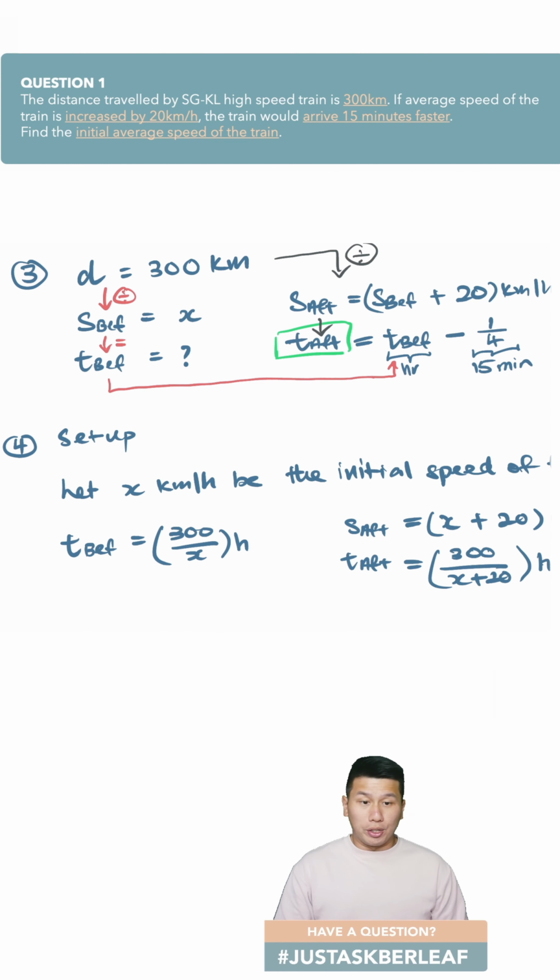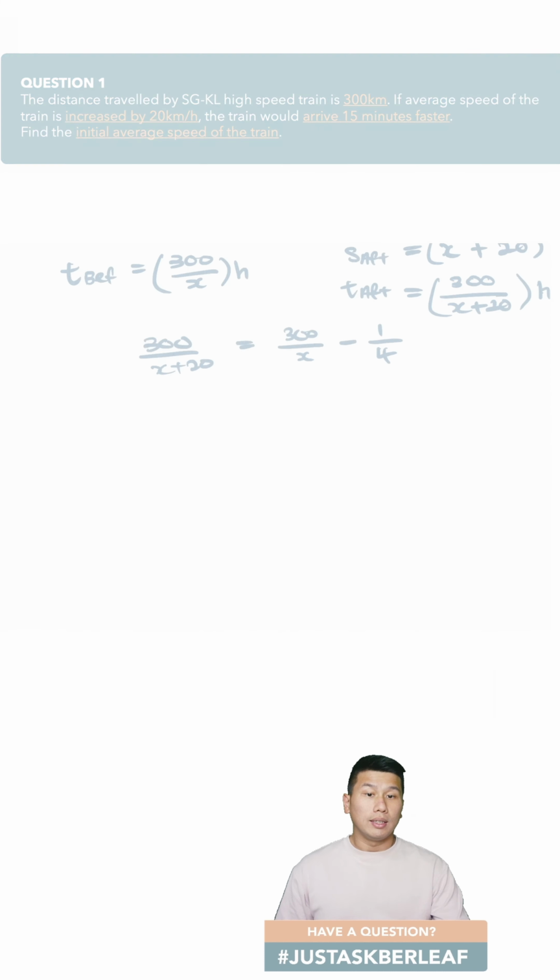Having both sides of the equation, we can then write it out easily, with the time after, which is 300 over X plus 20, being equivalent to the time before, 300 over X minus 1/4. And voila, we have the entire equation that we need. So this is where I will stop for question 1, because our main objective of this episode is to work on forming equations. So let's move forward and look at the next question and introduce to you the other thought process.